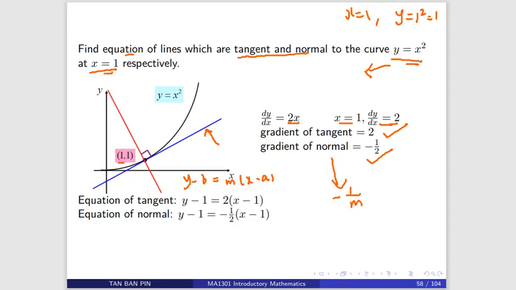So with that, you just sub into the point slope form. Then you can give y - 1 = 2(x - 1) for the equation of the tangent line. Then for the equation of the normal line, just change the gradient to -1/2.